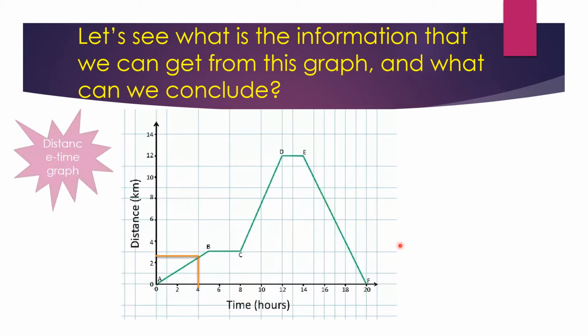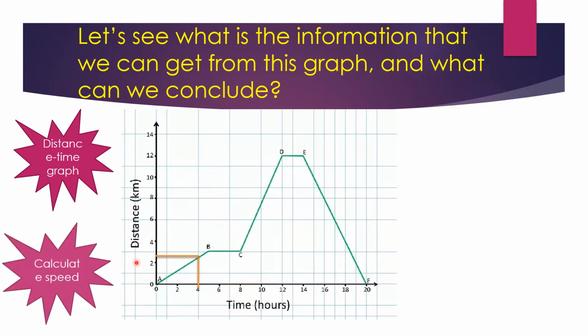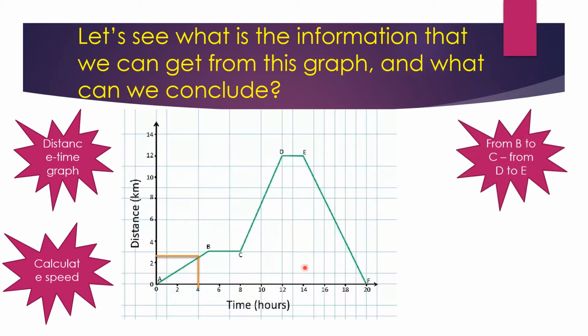The first thing that you can tell me is this is a distance time graph. We have here the distance on the y-axis and the time on the x-axis. If this is a graph that shows the relation between the two variables, distance and time, this means that we can calculate speed from this graph, and we will know later how. Another thing we can observe from this graph is that the distance doesn't change in some parts of the road.